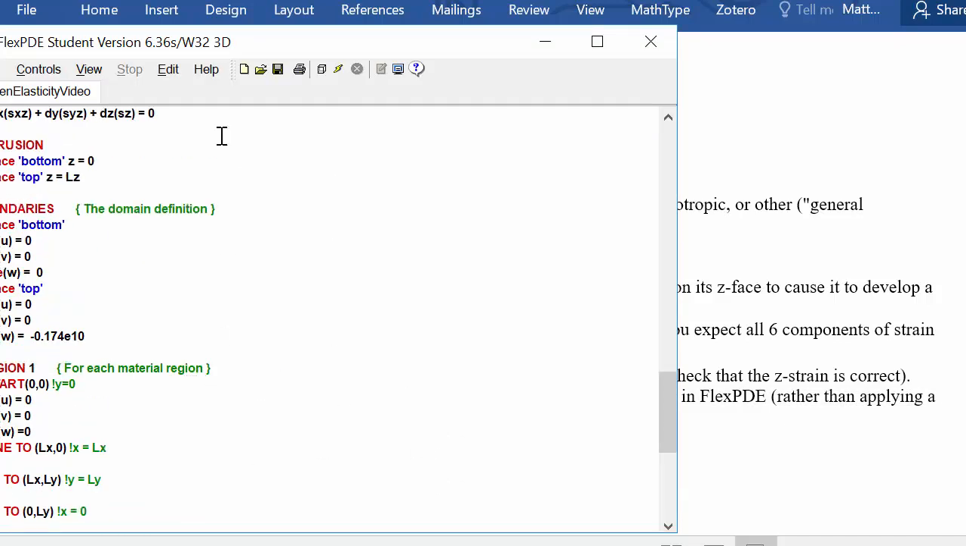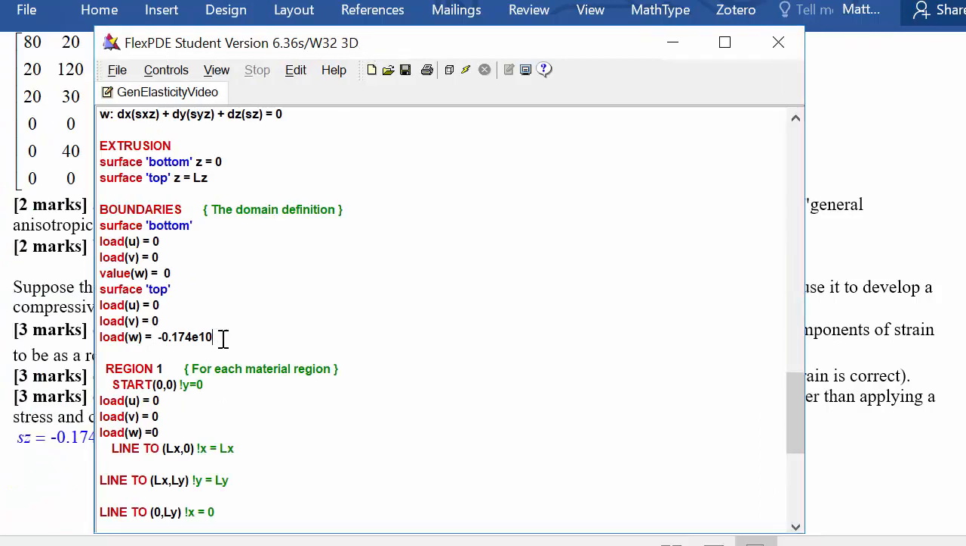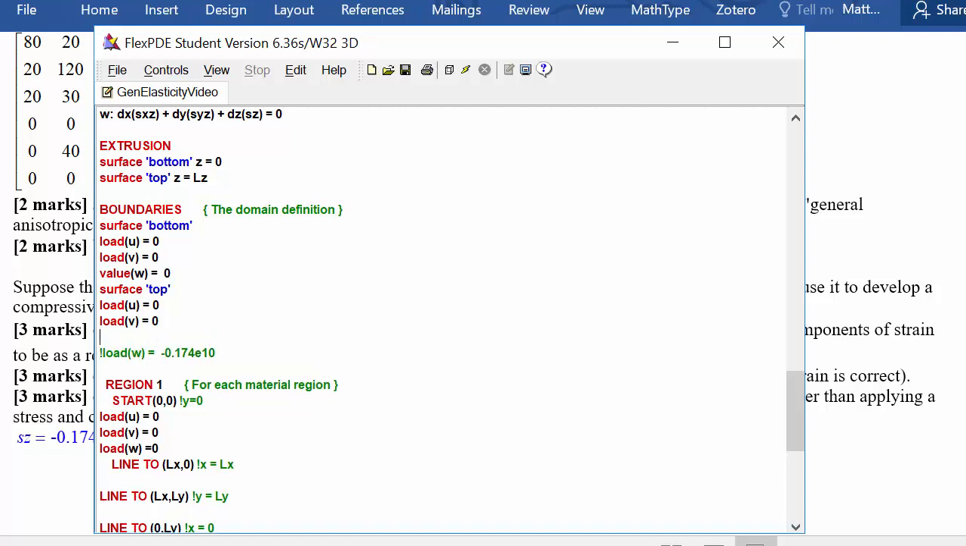Rather than applying this load boundary condition on that surface, we can go ahead and apply a value boundary condition on the top surface. So value W, because we have a 1 meter cube, to set a compressive strain of 10%, we need a displacement of negative 0.1.